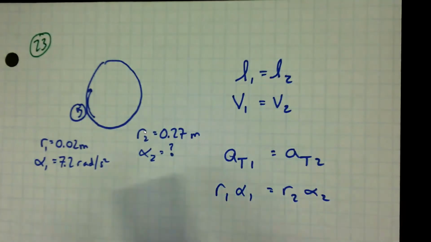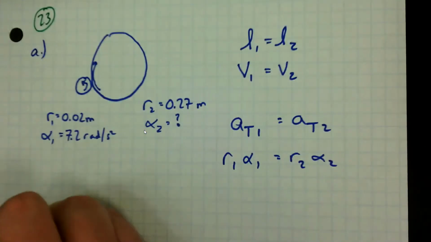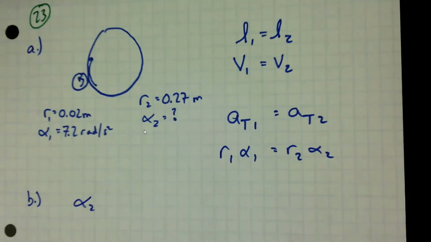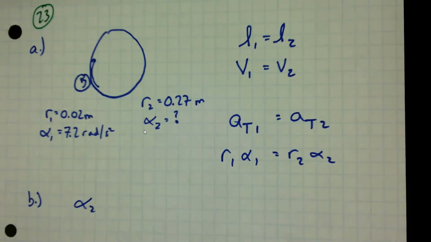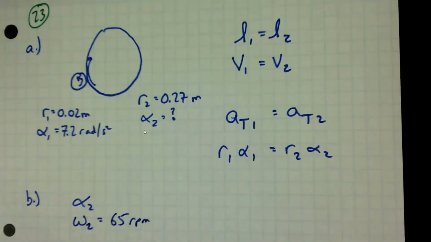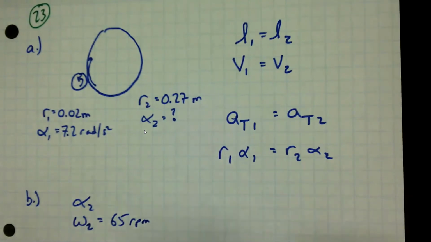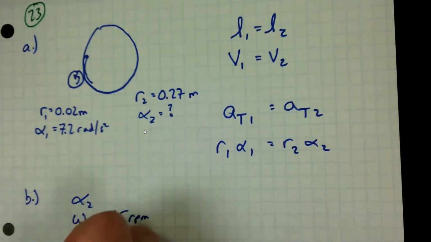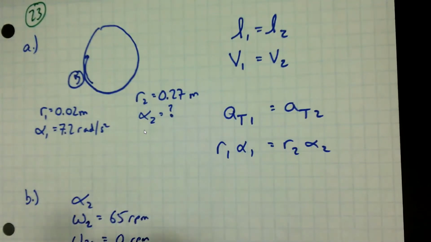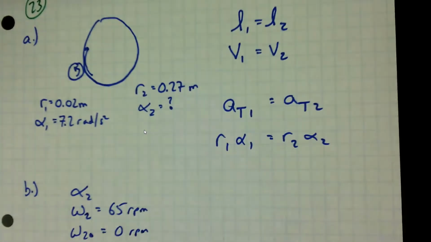Okay, so basically what's going to happen in B is you will now know what the alpha of 2 is, right? It needs to get to a speed of 65 RPMs, and you're going to convert that, right? Probably it's starting from rest. If it says it's time to get up to speed, I'm going to assume that it means it's starting from rest. So 0 RPM, right? And you want to find T. So there should be an equation that has all those in it.